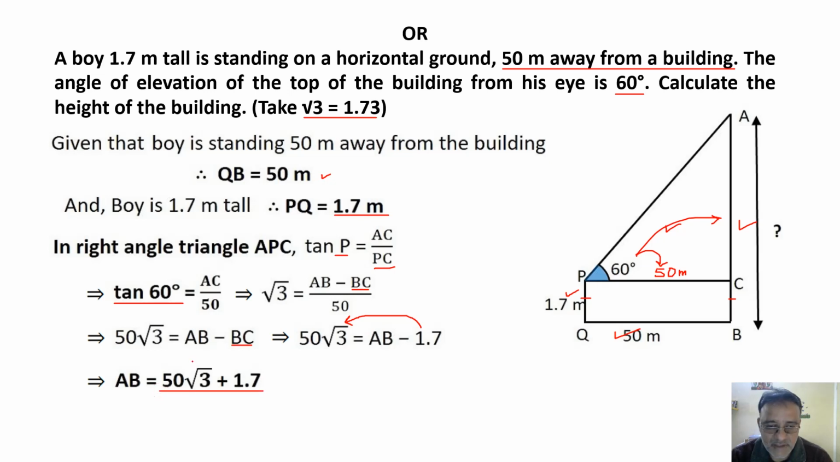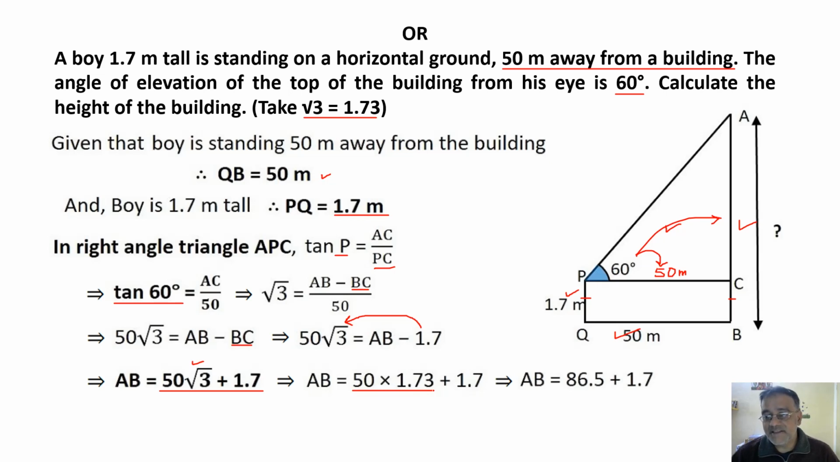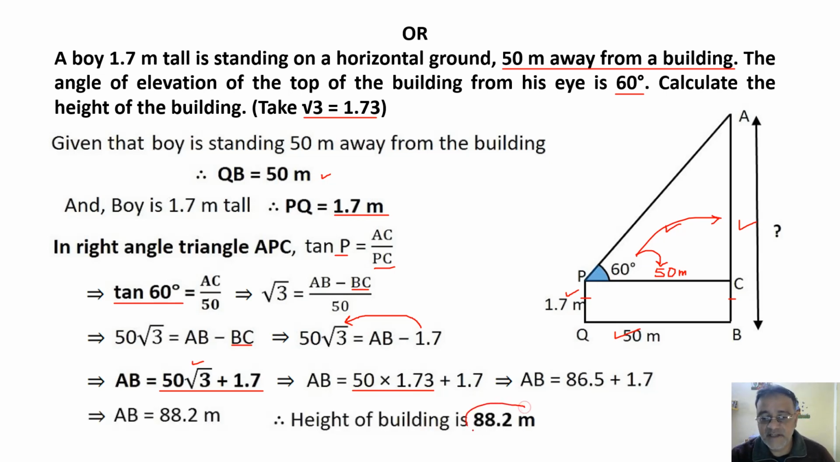Yes, sir. Now substitute the value of √3, that is 1.73. So 50 into 1.73 is equal to 86.5. 86.5 plus 1.7 is equal to 88.2 meters. So this is the final answer. Any doubt in this question? No, sir.